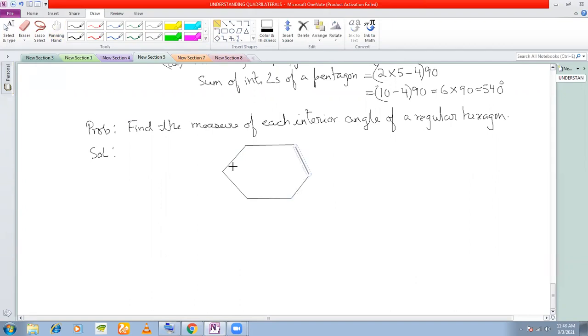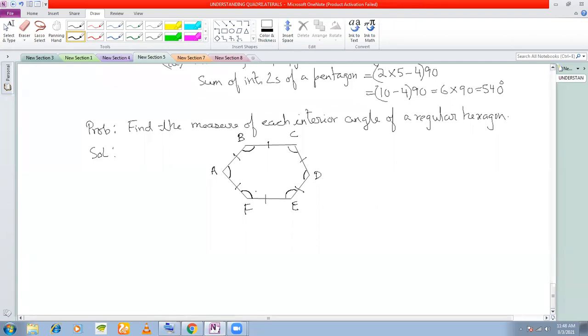A hexagon will look something like this, a regular hexagon in which all the sides are equal. And now let us label these vertices. Now the question is, what are the interior angles? These are the interior angles. All these angles you see are the interior angles of the hexagon. I want to find the measure of each interior angle. Because all of them are equal, each will have the same measure, right?